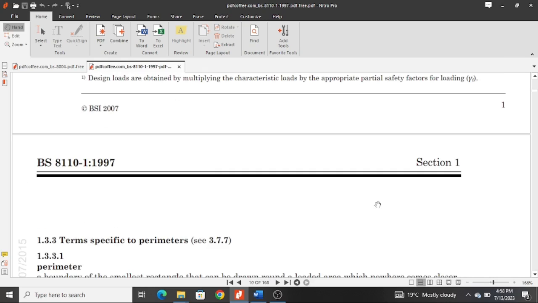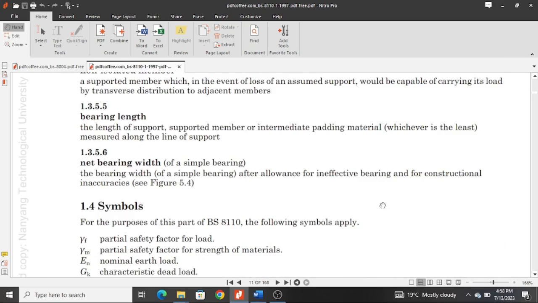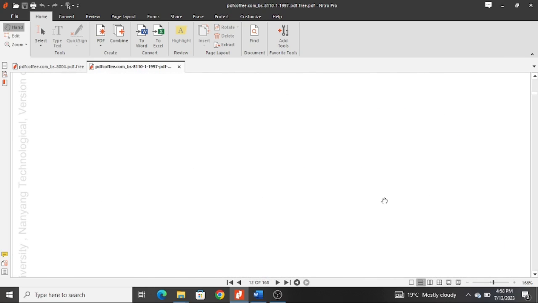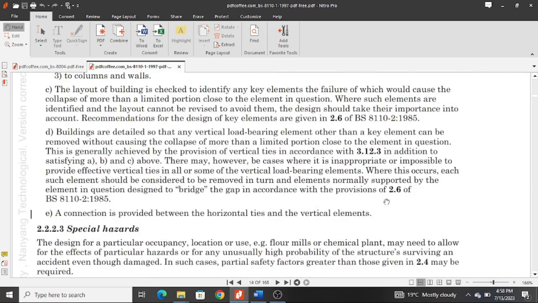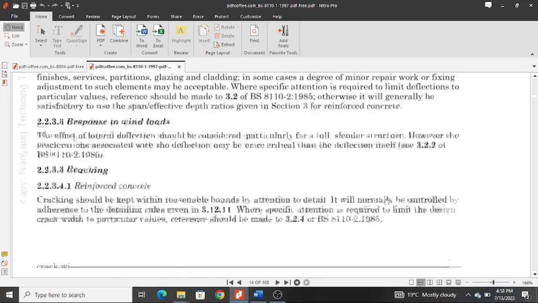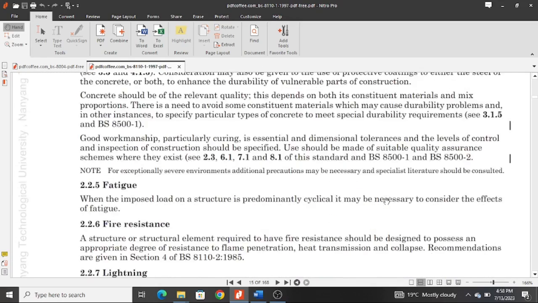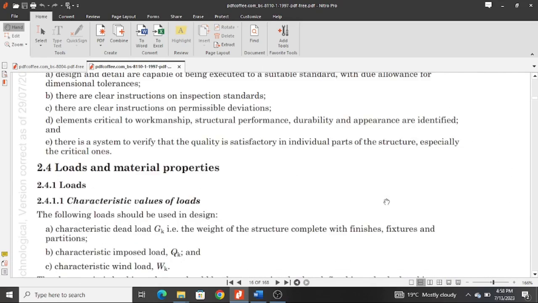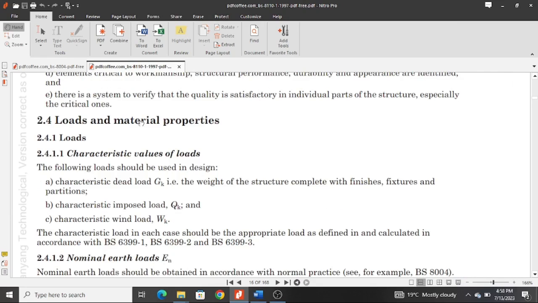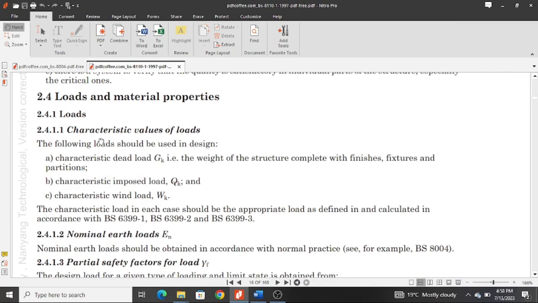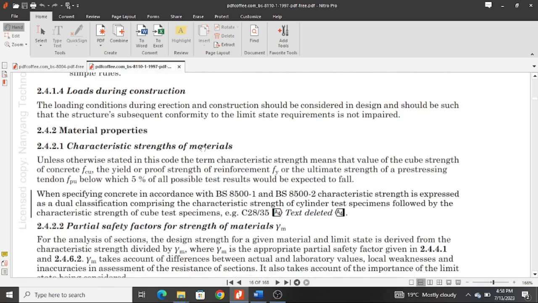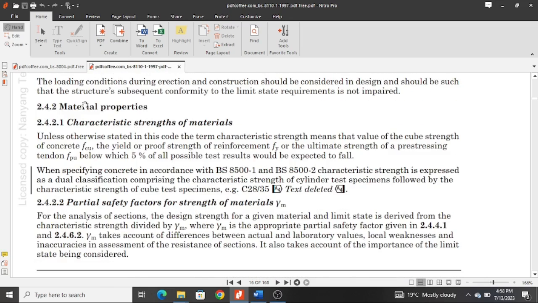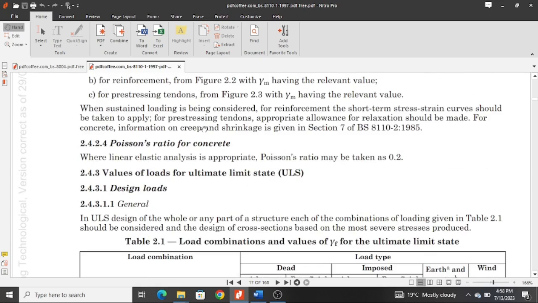Page 8, this is page 1. So these are definitions, basis of design, robustness. Page 8, wait, 8. This is 7, this is 8. Loads and material properties. This talks about characteristics of value loads, loads during construction, and then material properties.